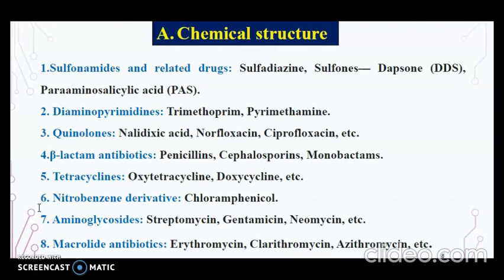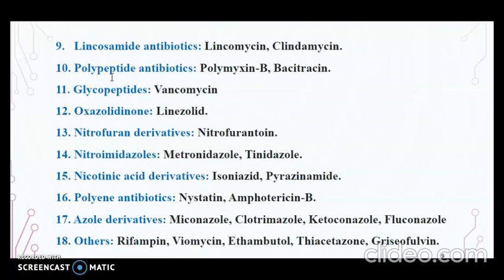Aminoglycosides, streptomycin, gentamicin, neomycin. Macrolide antibiotics, erythromycin, clarithromycin, azithromycin. And there are few more examples like the lincosamide antibiotics like lincomycin, clindamycin, polypeptide antibiotics, polymyxin B, bacitracin, glycopeptides like vancomycin, nitrofuran derivatives like nitrofurantoin, nicotinic acid derivatives, examples are isoniazid, pyrazinamide, polyene antibiotics like nystatin and amphotericin B. Azole derivatives include miconazole, clotrimazole, ketoconazole, fluconazole, and there are others like rifampicin, viomycin, ethambutol, thiacetazone, griseofulvin.